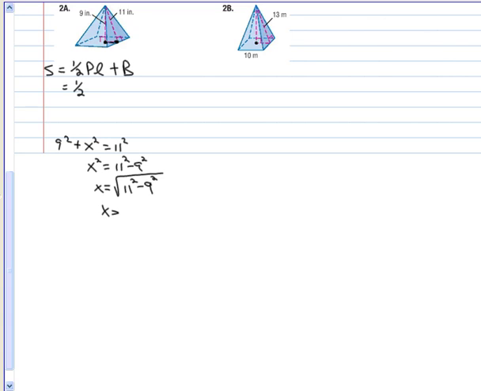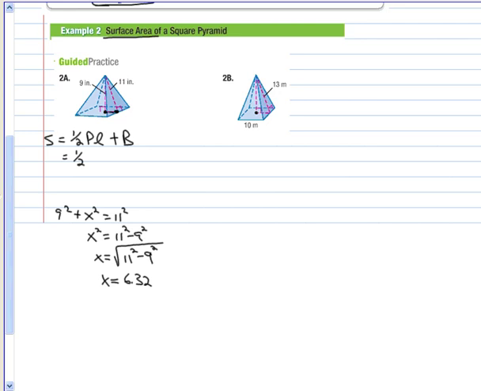6.3. 6.3 exactly? Let's go at least to 2 places. 6.32? My equal sign kind of ran together down there. We'll change it. 6.32. How can I use that distance, 6.32 now? Multiply it by 2, and I have my total distance across. So 12.64. So now let me start filling this in.